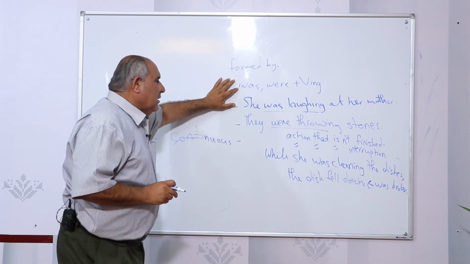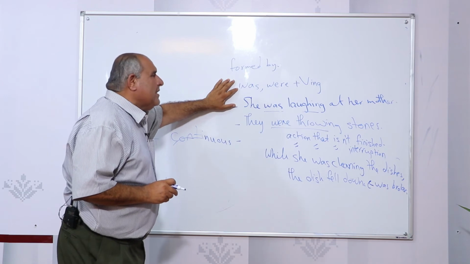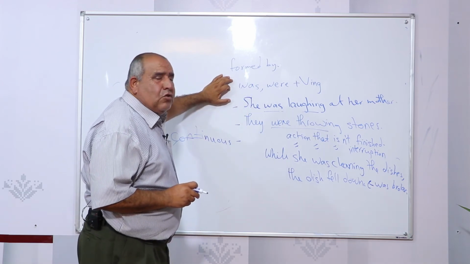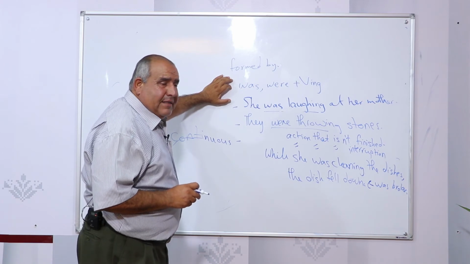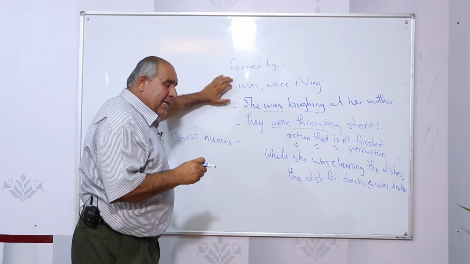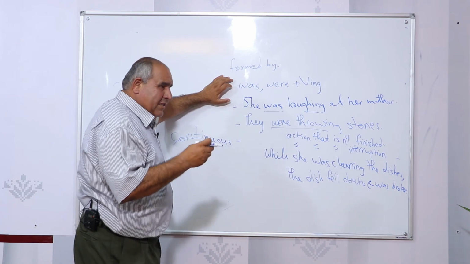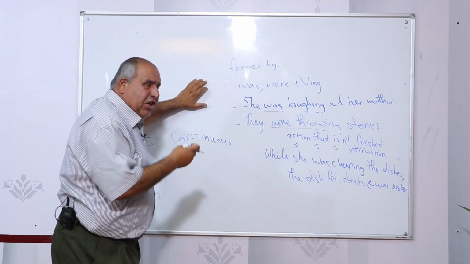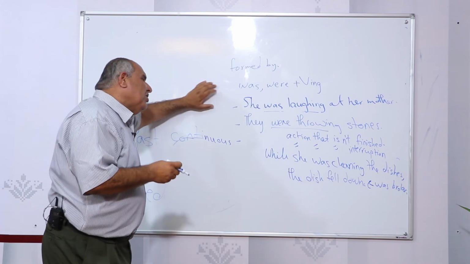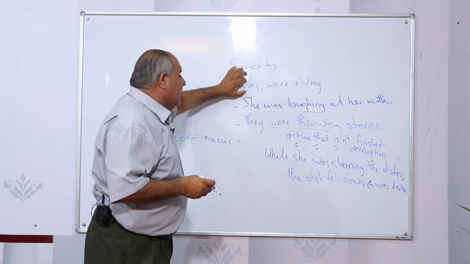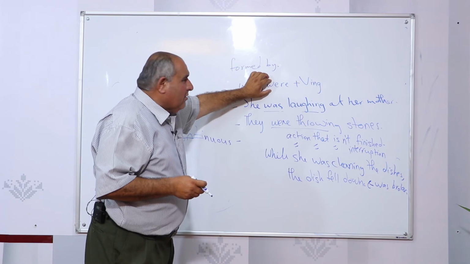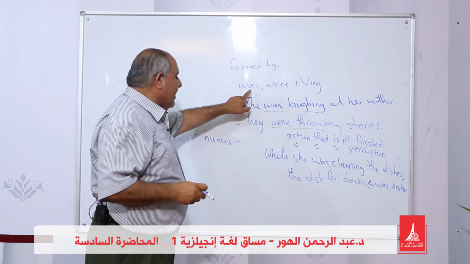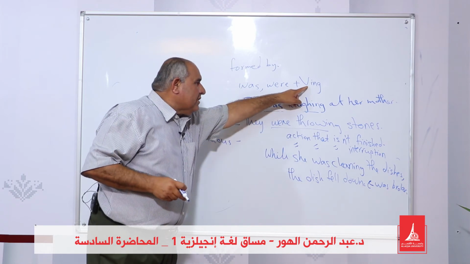All the subjects take either was or were. All the subjects use was or were plus verb ing, regardless of the subject, whether she or they. But he, she, and it, the singular, take was, and you, we, and they, the plural, take were. In both cases, the subjects use the verb with the ing.